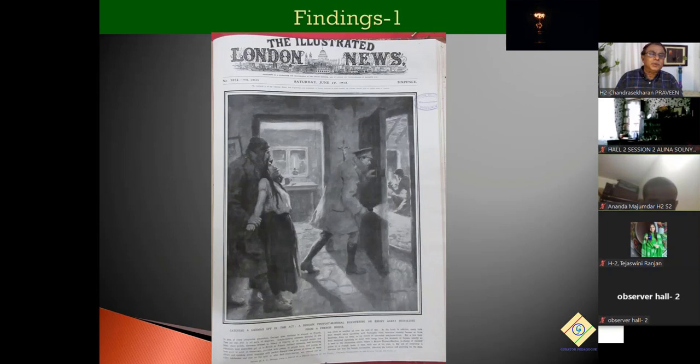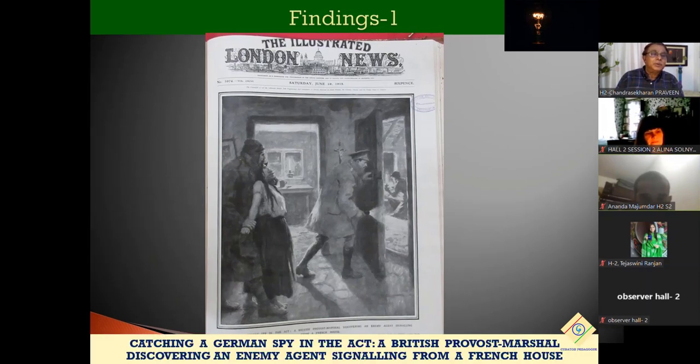Okay, this is number one. This is, as you know, the London Illustrated News. This is a June 19, 1915 daily newspaper. You didn't have a photograph. What you see here is this. Remember, people, England is at war, and they would like to know what is happening. So this is the description: Catching a German spy in the act. A British marshal discovering an enemy agent signaling from a French house.